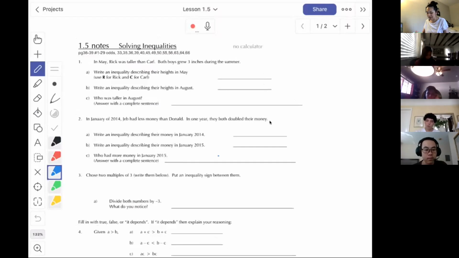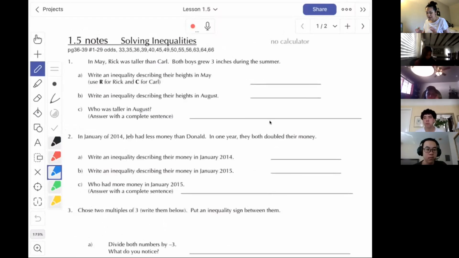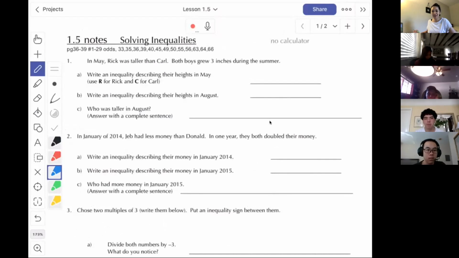Solving inequalities. Okay, so we're going to do some translating here, and then we're going to talk about solving inequalities. So, first thing, number one, in May, Rick was taller than Carl. Both boys grew 3 inches during the summer. Okay, so part A, write an inequality describing their heights in May. Use capital R for Rick and C for Carl.